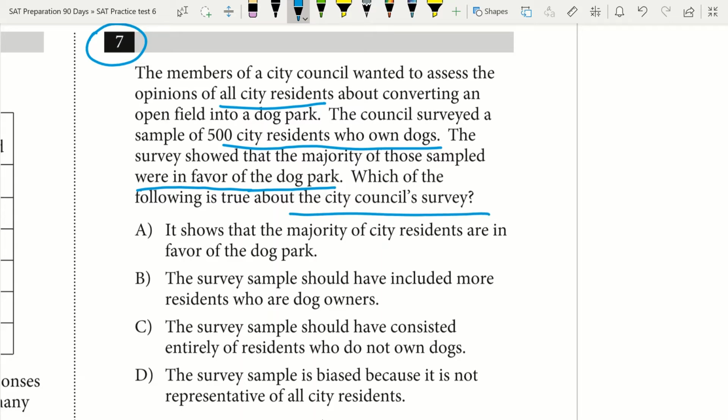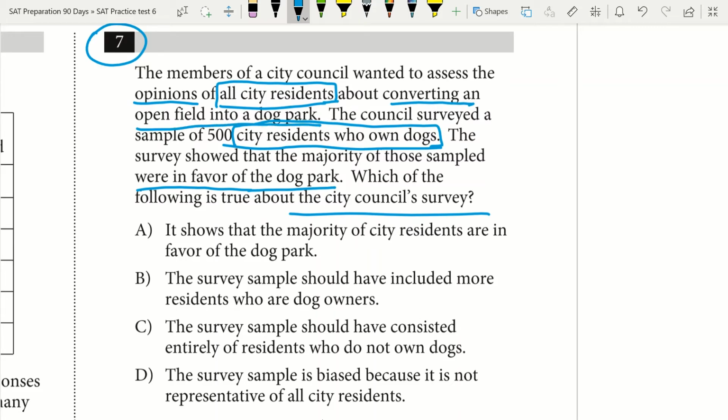What I really want to show you with this question is that when we're doing a sample and we want it to be of all city residents, we want the opinion of all the city residents. We can't select only those who own dogs, especially when we're asking about whether we should convert an open field into a dog park. And here's why. That is a biased sample.